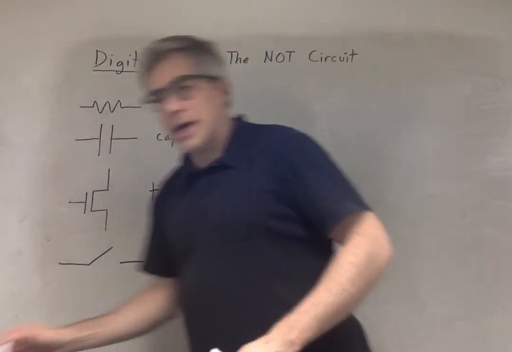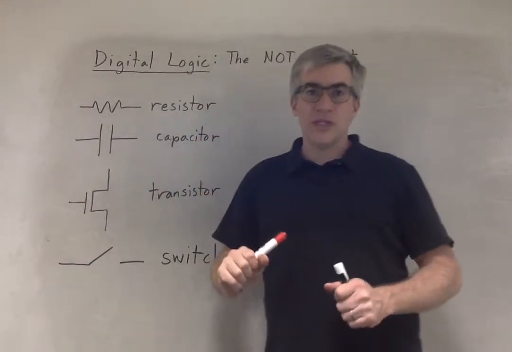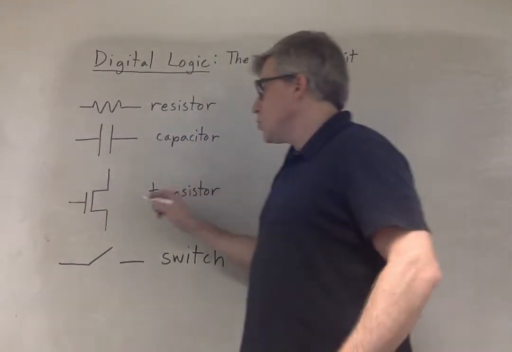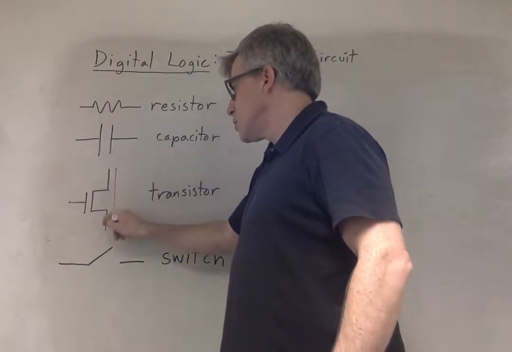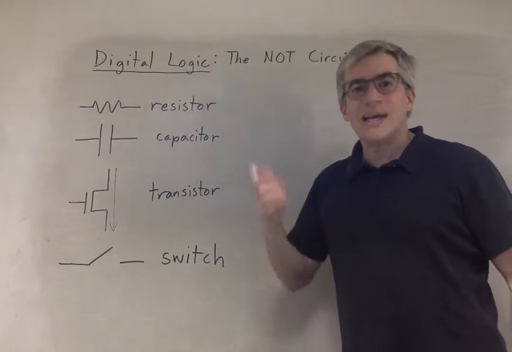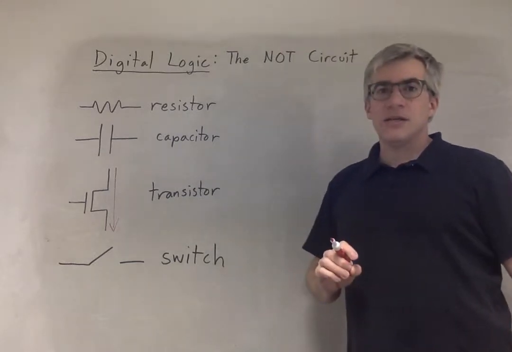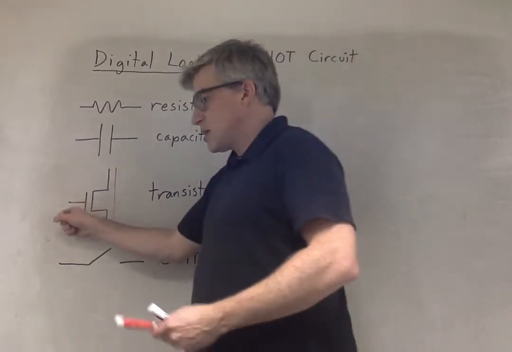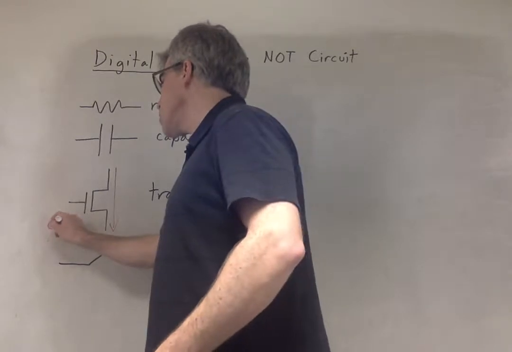So the transistor has three attachments, not two. The two are the top and bottom here, where the current will flow if the switch is activated. And then this is the control.